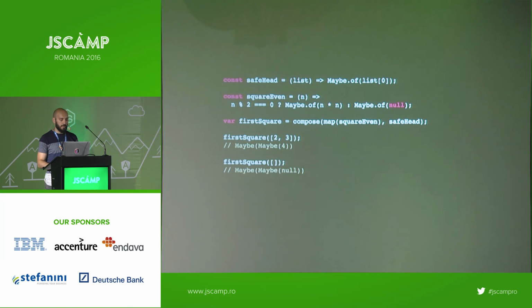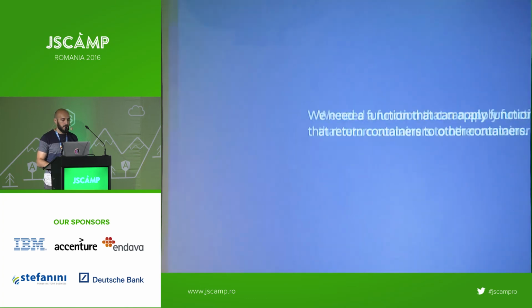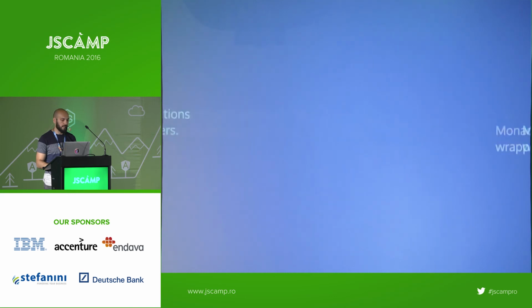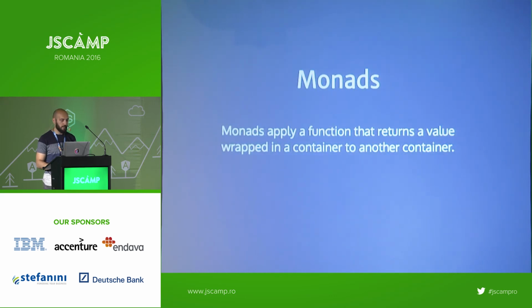First square of 2 numbers will return maybe of 4. First square of an empty list will return maybe of null. So what we need, of course, is simply maybe without the nesting. It's useless in that case. We need a function on the functor definition. We need a function that can apply functions which return containers to other containers. This is what monads are.